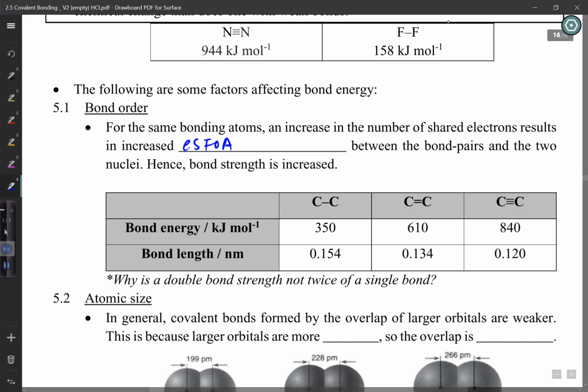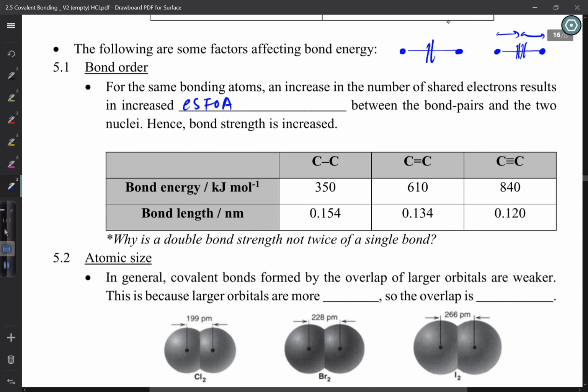What this means is that if you have two nuclei, for a single bond, it's something like this. For a double bond, it's something like this. So obviously for a double bond, the attraction is stronger, right? I don't really have to elaborate.